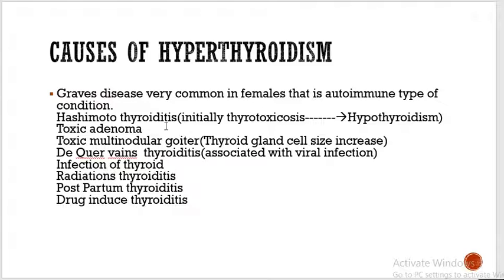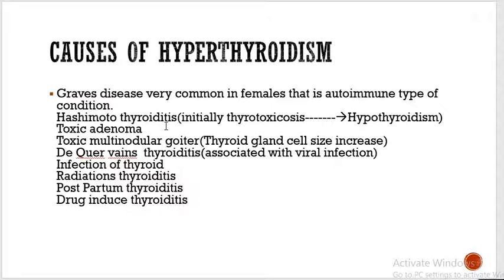Then later, the cells of the thyroid gland leak out all the thyroid hormone, and the patient presents with hypothyroidism. This is very important. In Hashimoto thyroiditis, there is inflammation of the thyroid gland. Initially there will be thyrotoxicosis, the hyperthyroidism phase, and later on the hypothyroidism phase. Then there will be toxic adenoma, a benign tumor releasing more and more T3 and T4.